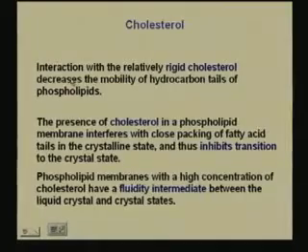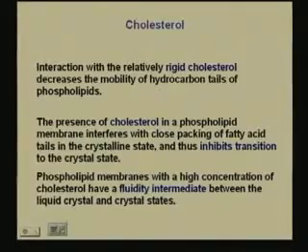Now, what happens is the interaction with the relatively rigid cholesterol. Why is it rigid? Because of the fused steroid nucleus. So, the interaction with the relatively rigid cholesterol decreases the mobility of the hydrocarbon tails of the phospholipids, because you recognize that the long fatty acid chains have a lot of single bonds to them. Now, the single bonds are free to move, they are flexible, but if the cholesterol is sitting beside it, which has a very rigid steroid nucleus to it, the flexibility is not allowed in the hydrocarbon tails as such.